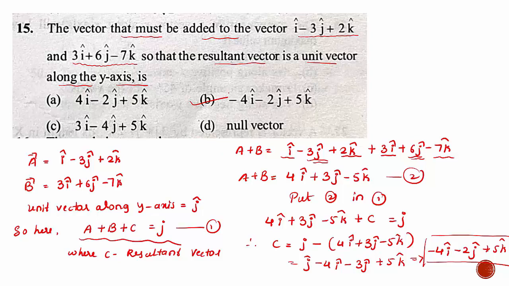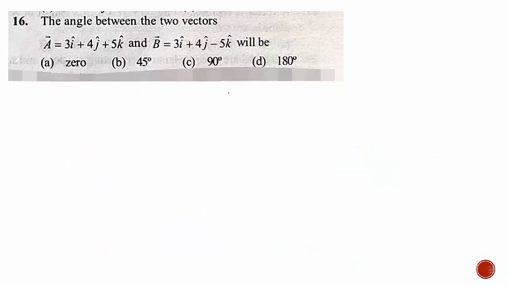So this vector C is the vector which must be added so that the resultant is a unit vector along y-axis. Then 16th question: we have to find the angle between two vectors. Vector A is given as 3i cap plus 4j cap plus 5k cap. Vector B is given as 3i cap plus 4j cap minus 5k cap. We have to find the angle between these two vectors.